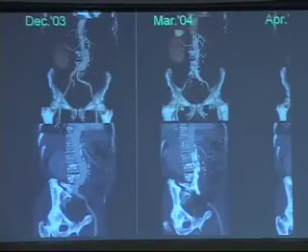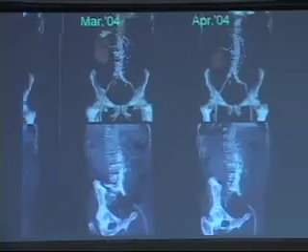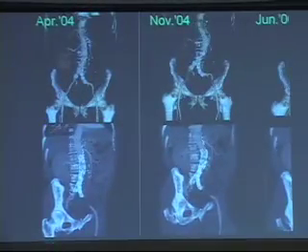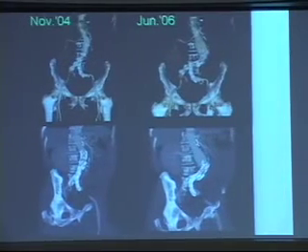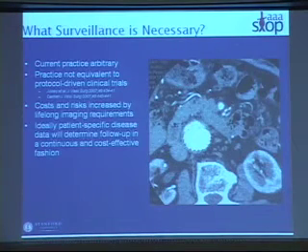This is another patient, another device, different aneurysm. This is December 2003 pre-op. This is March 2004 post-op. This is April 2004. This is November 2004. And this is June 2006 with complete failure of proximal fixation, again emphasizing the importance of long-term follow-up. Unfortunately, as someone else alluded to today, outside of clinical trials, there's no absolute requirement for surveillance.